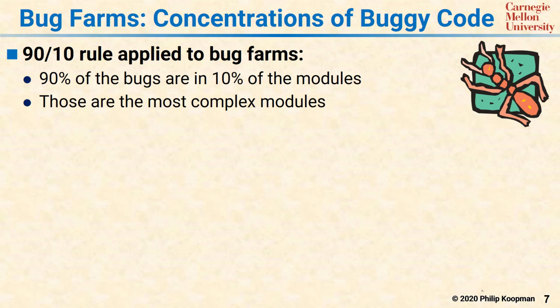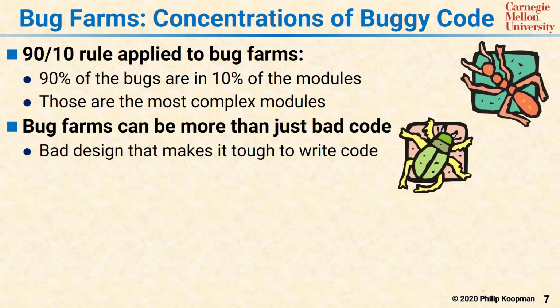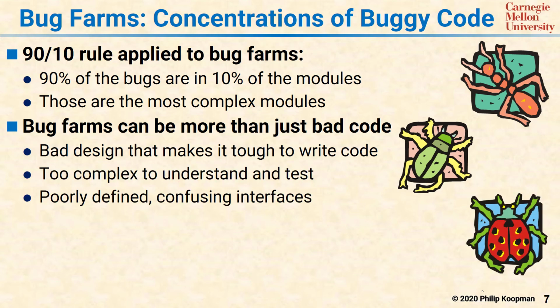But the bug farms can be more than just bad code. If you have a bad design, just a poorly thought out design, it may be impossible to write code for it no matter how good the coder is. And that could be partly complexity, but it could just be because it's a poorly conceived design. It may be too complex to understand and test. It may be the design is so complicated no one can even figure out how to write code for it. Or maybe it's poorly defined, the interfaces are confusing, and so on.